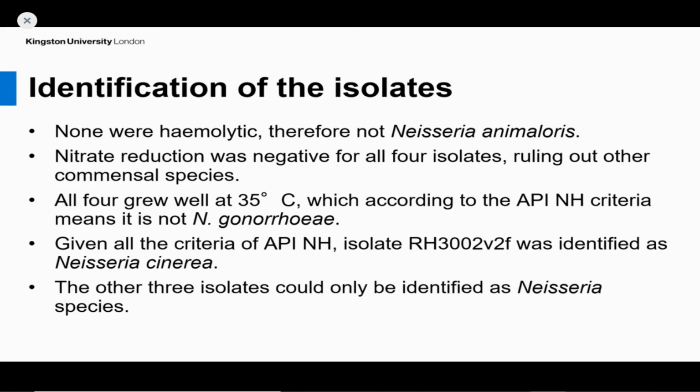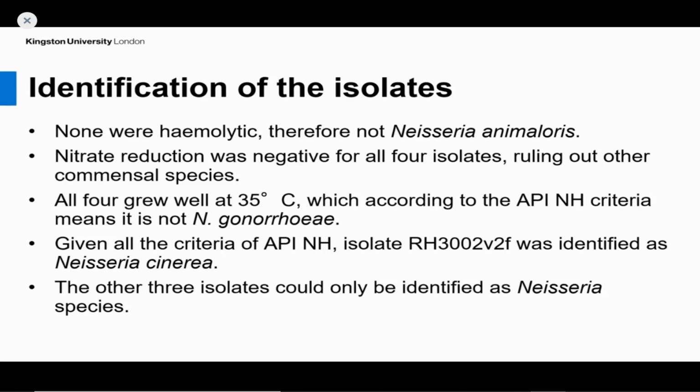Given all the criteria for the API NH strips that we're using for identification of our isolates, we knew that one of the isolates, RH3002V2F, was identified as Neisseria cinerea. The other 3 isolates, however, we can only identify as being Neisseria species. So we knew from our initial results using gram stains and some other identifications that we thought they were Neisseria species. Well, this confirmed, yes, they're Neisseria species, but it couldn't come down to a definitive species identification just from that information. But all hope wasn't lost.